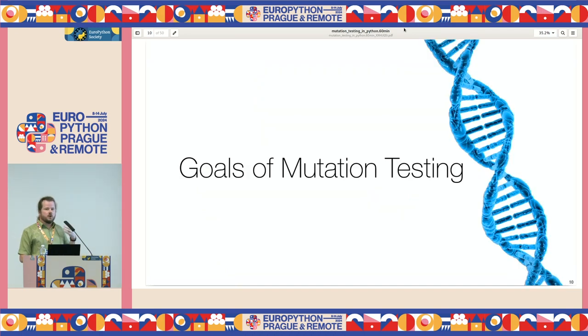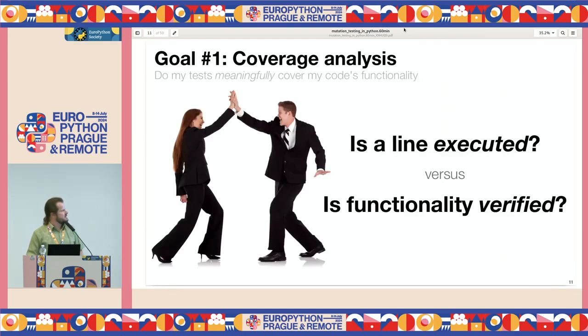So what are the goals of mutation testing then? I love this. These guys are so proud of themselves because they have 100% test coverage, right? And who here has or aims to have 100% test coverage? It's a laudable goal, right? There's value to it. But just because I've executed a line of code, am I really sure that I have tested that line of code is doing what I think it's doing, right?